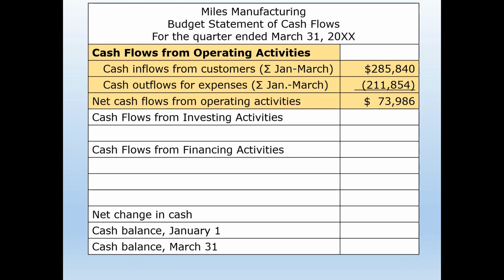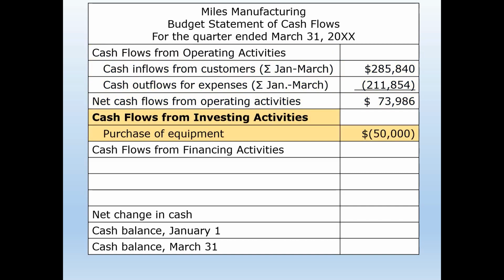The total cash in from customers minus the total cash out to cover operating costs gives the firm its net cash flows from operating activities. Miles Manufacturing only has one investing activity this period, the purchase of some equipment for $50,000 cash. That is a cash outflow.